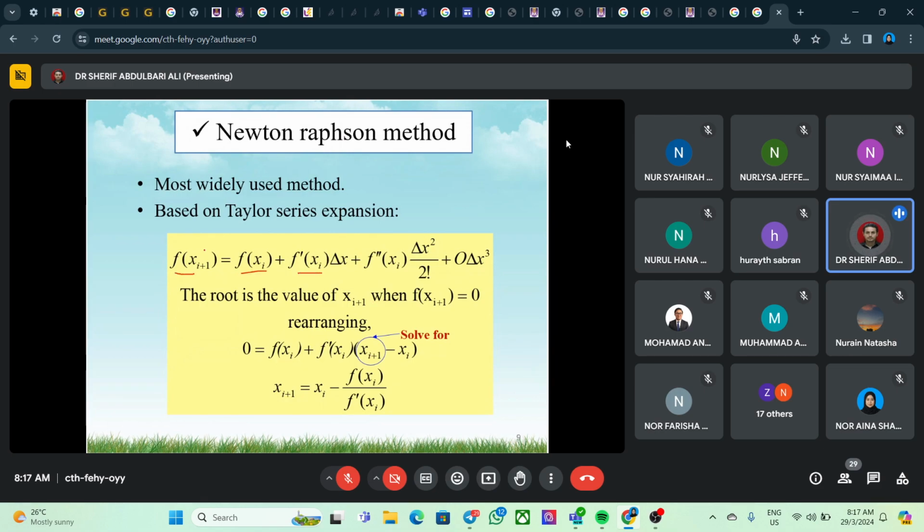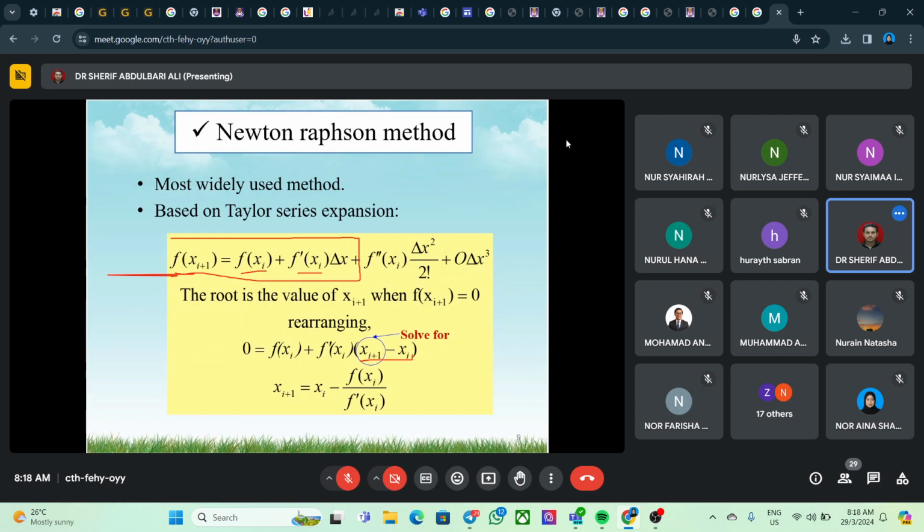In our case here, by the way, you are not going to be asked to derive the equations in the exam. I will only explain it, but you are not going to be asked to derive the equations. If we take the Taylor series from this term to here, this one will include the first derivative of the function and the step size delta x. So delta x means the initial value minus x i plus 1. So this is the delta x here.